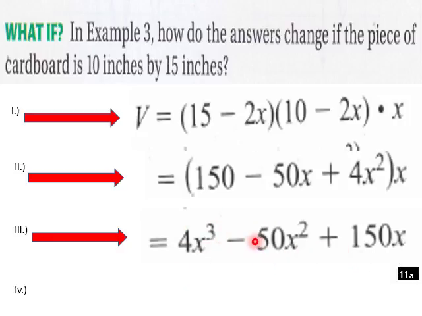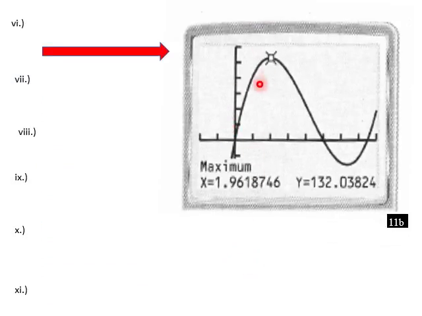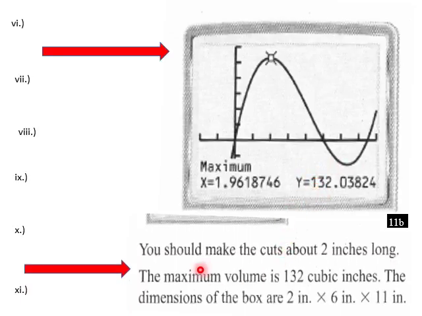4x cubed minus 50x squared plus 150x. We need to throw that into a graph. Here's our graph of that. And then we have a max here at 1.96, and here would be our maximized volume of the box. So you should make cuts about 2 inches long, 1.96. Maximum volume would be 132 cubic inches. And then the dimensions of the box will be 2 by 6 by 11.